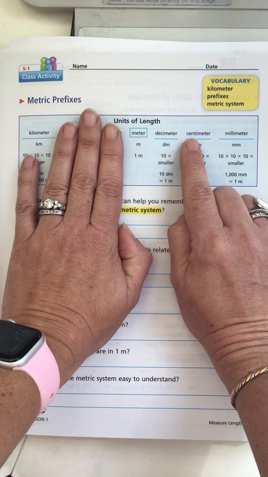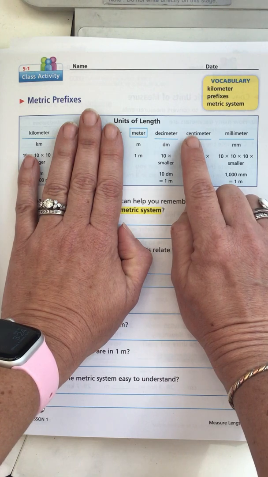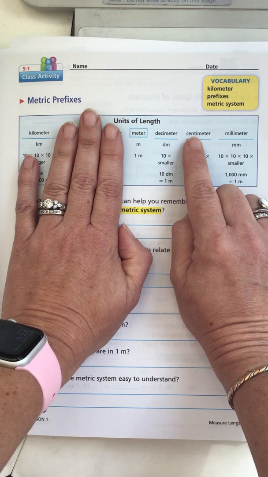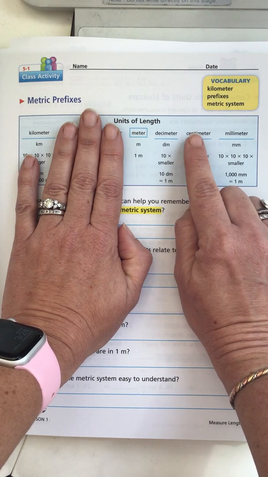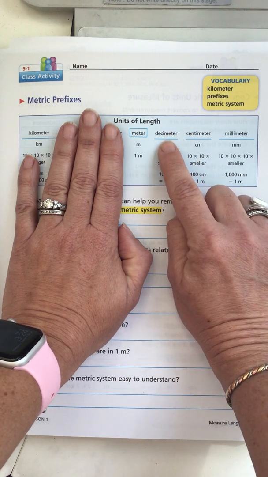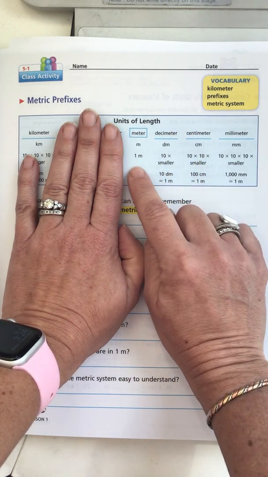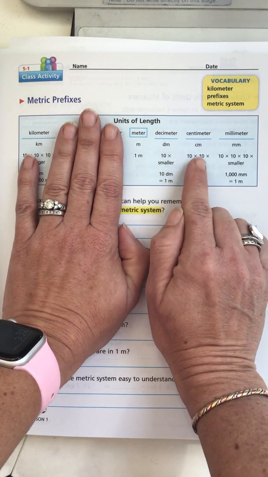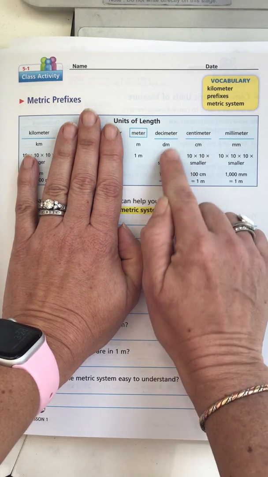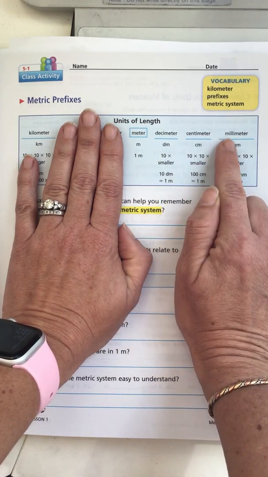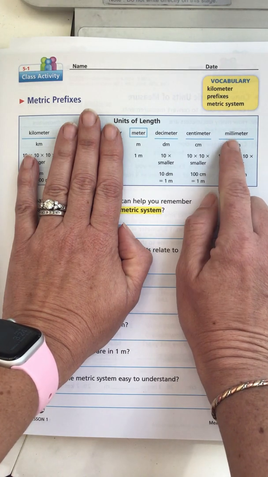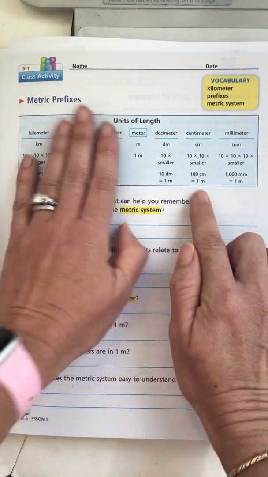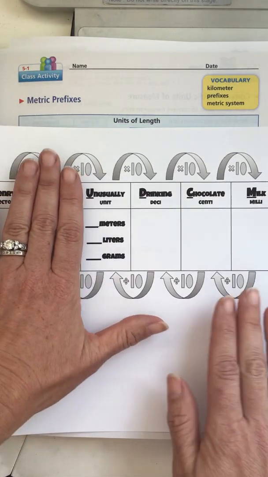Then we've got a centimeter. Centi is the prefix. And centi reminds me of 100, okay? Or a century, which is 100 years. And so the centimeter is 10 times the decimeter, which is 100 times the meter. 100 centimeters equal a meter, and 10 centimeters equal a decimeter. Then we've got millimeter. Milli is the next prefix, and you can see that it's 10 times smaller than a centimeter.